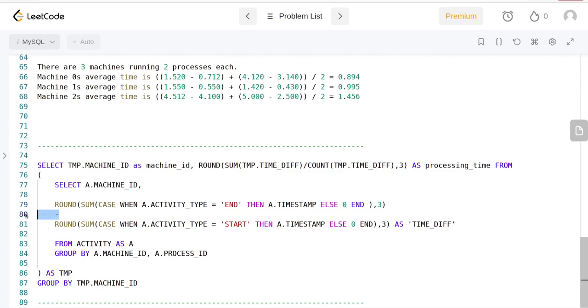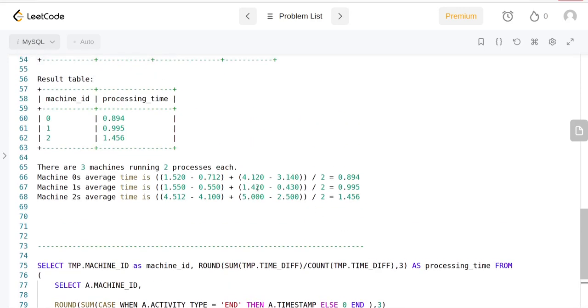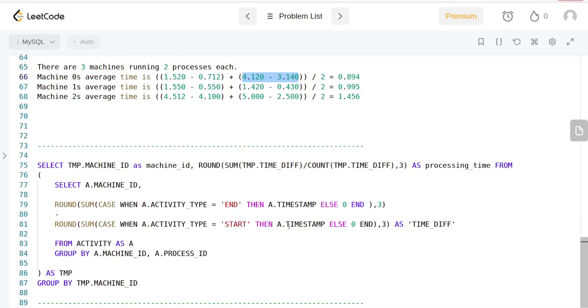And minus, we are saying that if the activity type is start, use that timestamp, otherwise take it as 0. We are rounding both of them to 3 decimal places, and we are taking the whole thing as time difference. So basically this is going to be given and this is going to be given, for both of them. So we will end up having the calculated result of this and the calculated result of this.